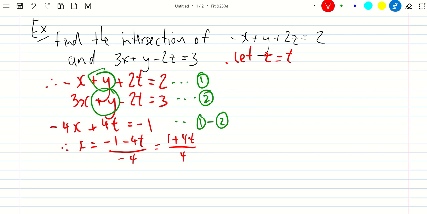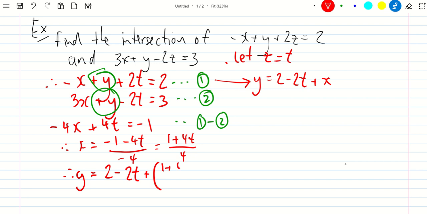Now, I need to substitute that into my other equation so that I can figure out what the y value is at time t. Okay, so let's do this. I'm just going to rearrange this one. And so we'll have y is equal to 2 minus 2t plus x. Okay, so just rearranging that. I'll just check that I've done that right. y equals 2 minus 2t plus x. Good. I just hate when I make any errors there. So therefore, y is equal to 2 minus 2t plus, and then I'll put my x here, 1 plus 4t over 4.